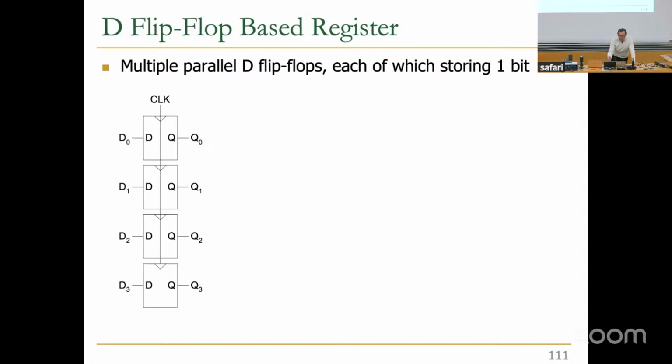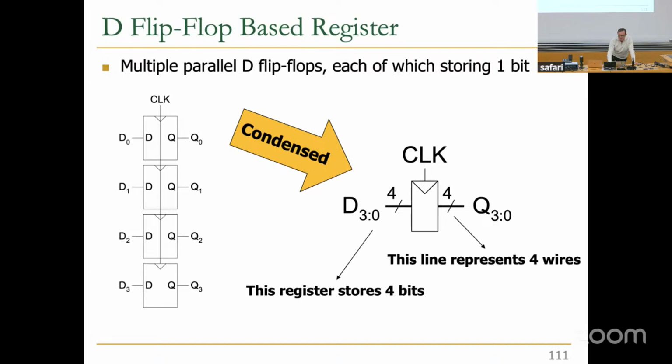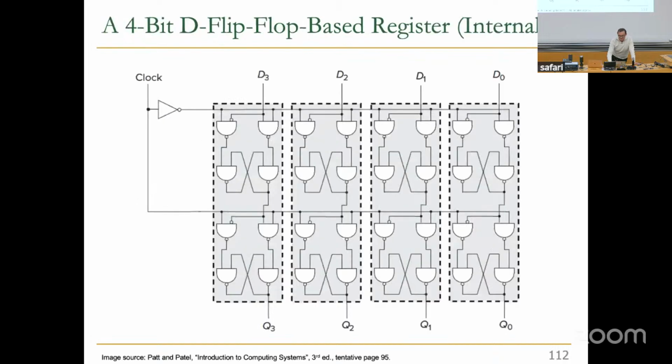If you want to do this for multiple bits, you can have multiple parallel D flip-flops. This is a 4-bit state register, and you can represent it this way, as you can see. This register stores 4 bits, and this is 4 wires. And internally, remember, this is what it looks like over here.